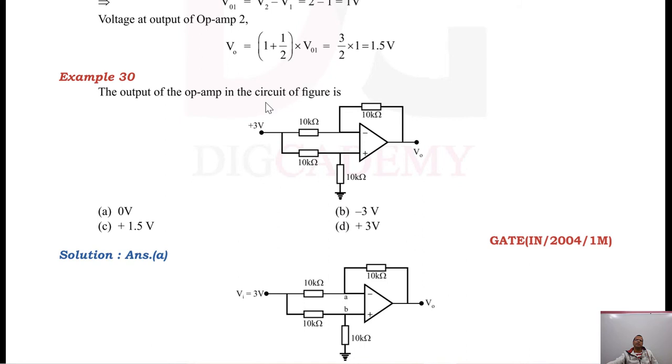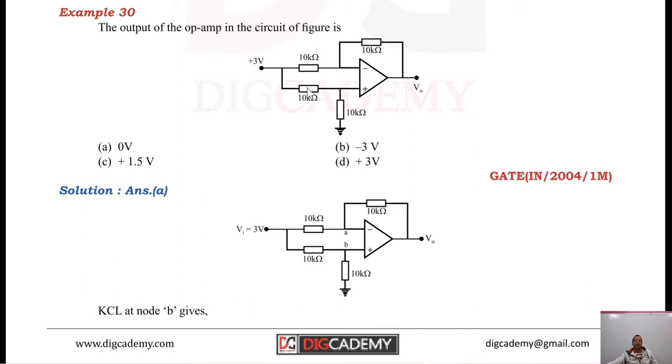Now let us see the next example. The output of the op-amp in the circuit shown in the figure is, you have to find the output of the circuit. See this circuit carefully. All resistances are same, and there is input to this terminal and input to this terminal. Say this is V2, this is V1, right? So what will be output? Output of the circuit is nothing but simple difference amplifier, and that is nothing but V2 minus V1. But here V2 and V1 both are same because it is shorted and connected at 3 volt. So that is 3 minus 3.